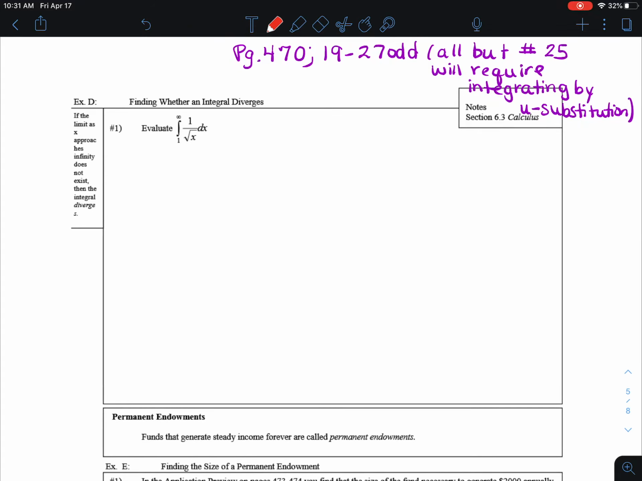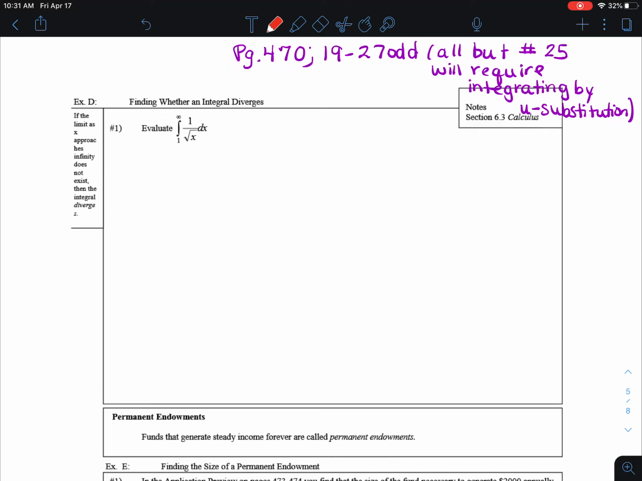Okay, hey, we're going to pick up where we left off. The homework assignment that goes with this lesson is on page 470, problems 19 through 27. You'll see with some of the examples we're going to do today that now when we integrate, we might have to integrate by using substitution. Actually, all of the problems here, except number 25, are going to require you to do U substitution. That's not as difficult as integrating by parts, and we'll review it in case you forget.